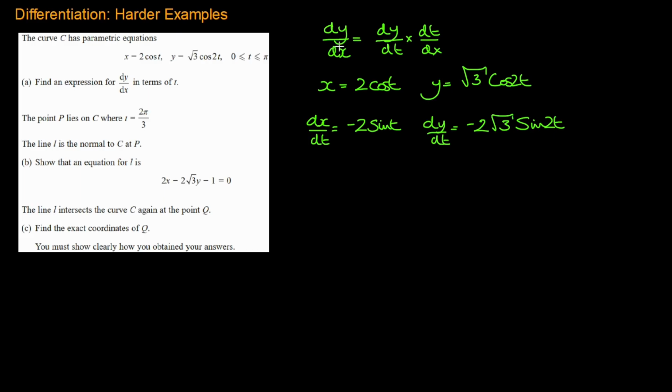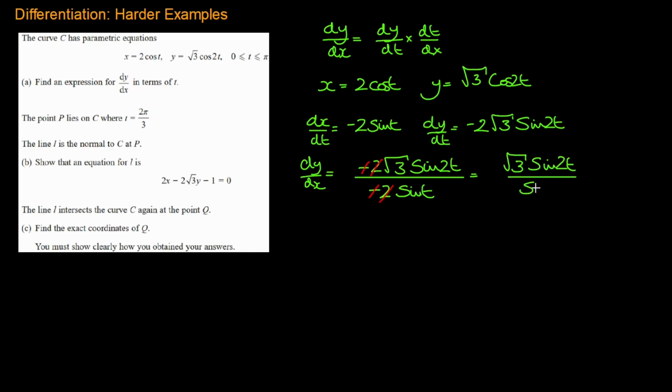So we can assemble dy/dx now. dy/dx is equal to dy/dt, which is this result, negative 2 root 3 sin 2t, divided by, I say divided by, yes, we're multiplying by dt/dx, but we've got dx/dt. So effectively we're dividing by negative 2 sin t. The negatives disappear and the 2s disappear. And we simplify to root 3 sin 2t divided by sin t. And that should be the answer to part A.